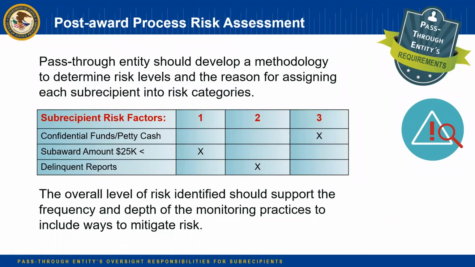So the deal is this risk assessment with its factors helps you develop a monitoring plan based on those factors and where they lie on the high, low, medium range. It will give you an idea, or at least help you to find ways to mitigate the risk of that particular sub-award. Next slide, please.